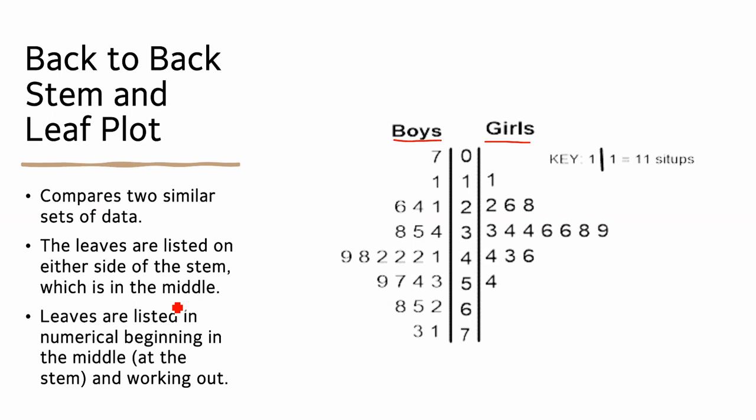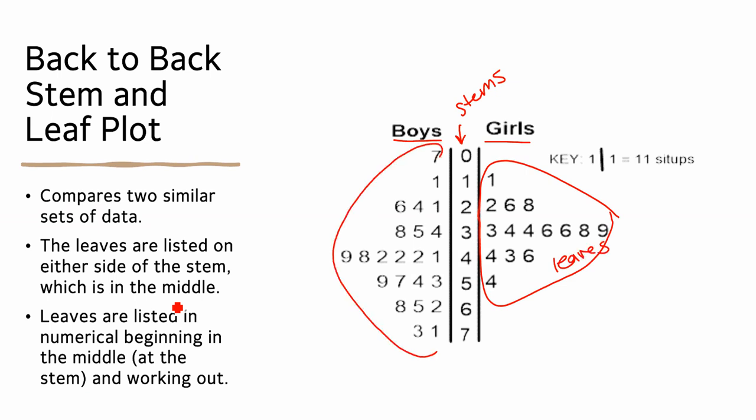So notice the stems are listed down the center. And the stems are in numerical order too, so like 0, 1, 2, 3, 4, 5, 6, 7, right? And then the leaves go out in either direction. So these are leaves, but these are also leaves, right? So we can compare boys and girls by looking at the same graph. And again, we have a key. So the stem tells us the tens column, and the leaf tells us the ones column. So a 1 and a 1 means someone did 11 sit-ups.